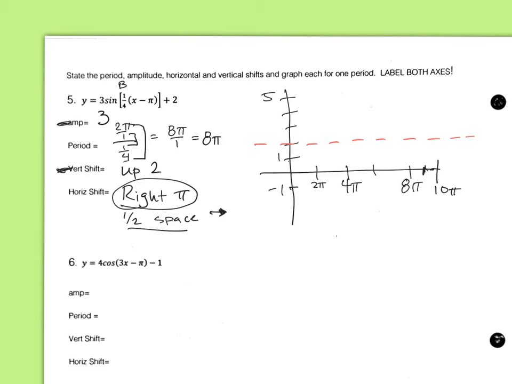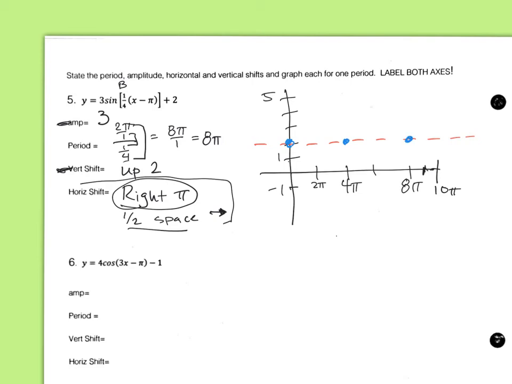I'm going to graph it, and then I'm going to move everything to the right pi. So I'm going to do a graph before the graph, a ghost graph. My first graph is my regular sine curve. Sine has a 0 in the beginning, the middle at 4 pi, and the end at 8 pi.